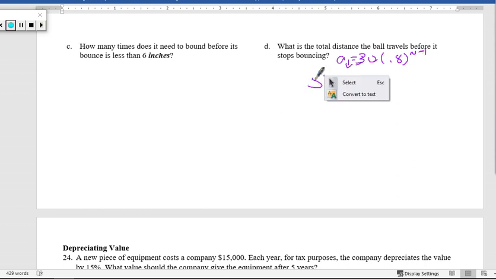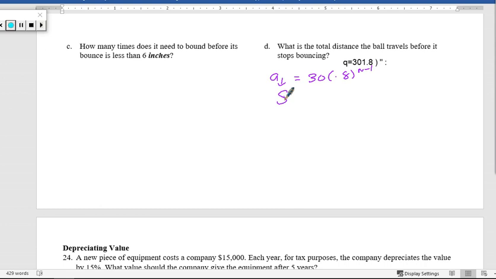The sum of the down bounces is, oh boy, I don't know what's happening there. Let's try that again. All right, sorry about that. So a sub 1 of just the down bounces is equal to 30. It started at 30 feet, 0.8 to the n minus 1. The sum of these numbers here is going to be the first term over 1 minus 0.8. That's going to get us a total of 150 feet.